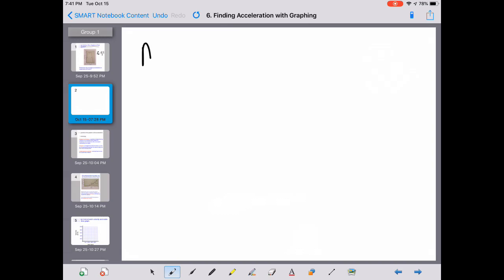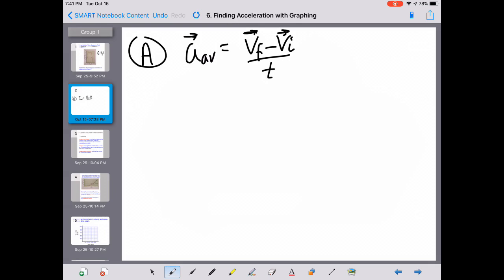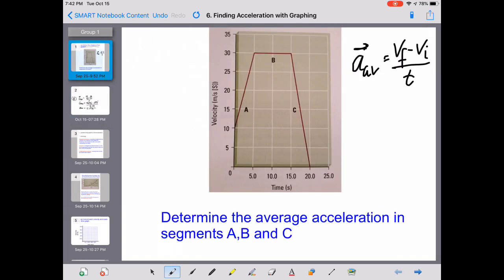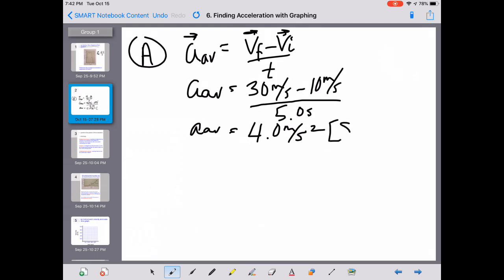So segment A, if we start off with that one, we've got average acceleration is equal to vf minus vi over t. So a_av is equal to 30 meters per second minus 10 meters per second, all divided by 5.0 seconds. So a_av works out to give us 30 minus 10 is 20, and 20 divided by 5 gives us 4 meters per second squared. If I take a look back, it does say south for the direction. So I should probably add in that we're traveling south.